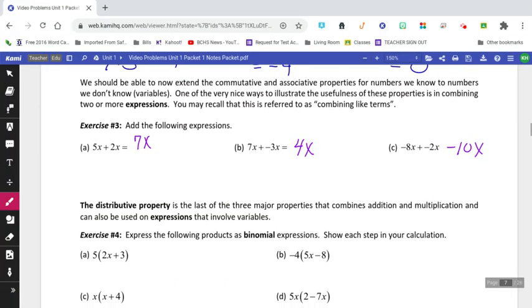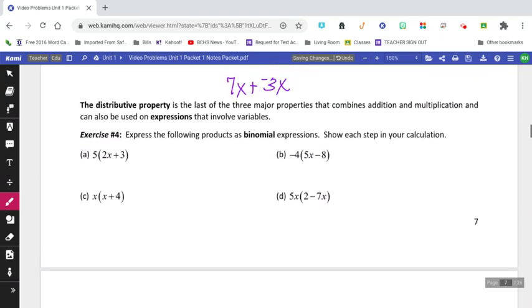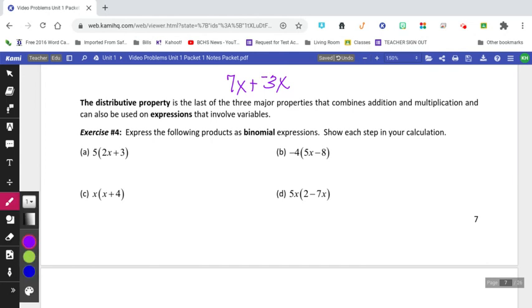If I were to write this and not have typed it, I would have written it like this, plus negative 3x. Okay. All right. And then our last property to go over, again, a kind of popular one, is the distributive property. And this involves addition or subtraction and multiplication. And we can also, again, use variables.